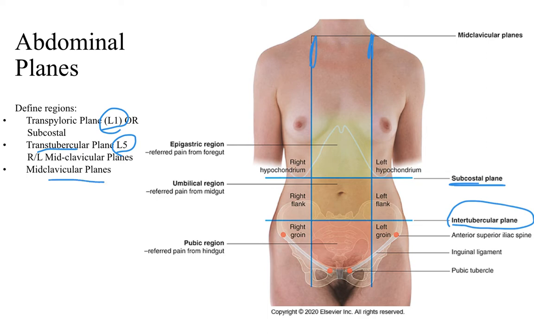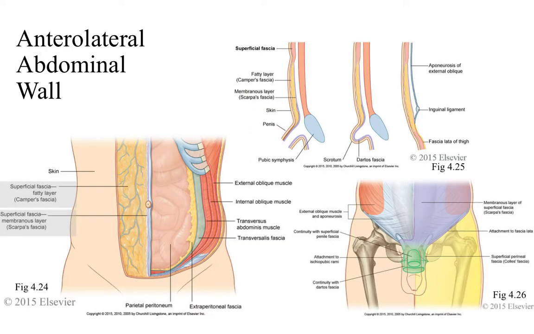Again, we already mentioned the midclavicular planes. So the previous slides would be your surface anatomy, like we've done with previous lectures, showing everything that you would be able to see with the skin. But now we're going to go a layer underneath and talk about the different fascia that you will run into.